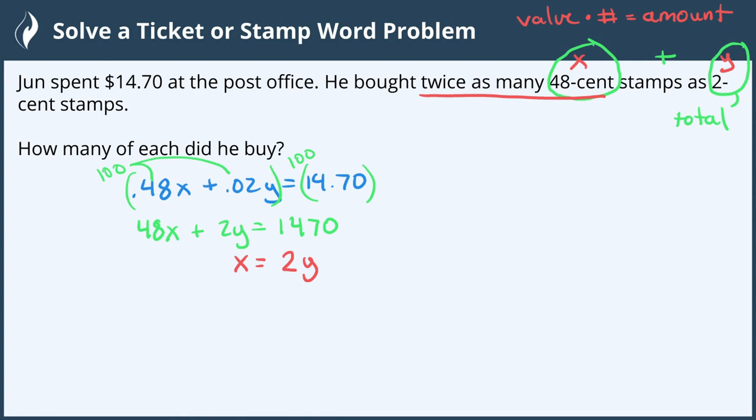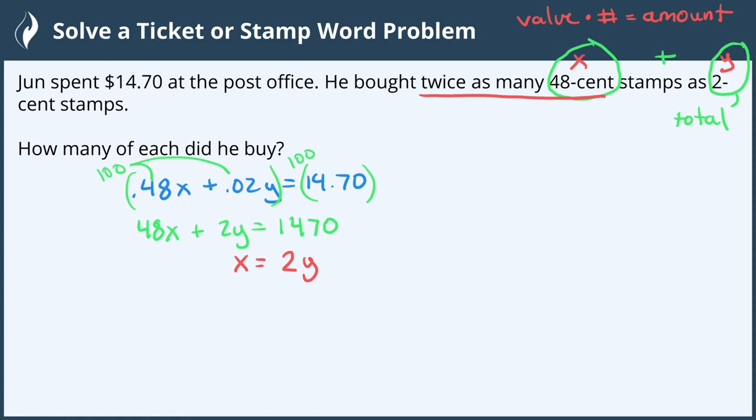So it looks like we should, as we read from left to right, do 2 times X. But remember, X represents the amount or the number of stamps. And since it is twice as many as the other one, I need to take the number of the smaller amount and multiply it by 2 to equal the number of the larger amount. So we end up with X equals 2y.